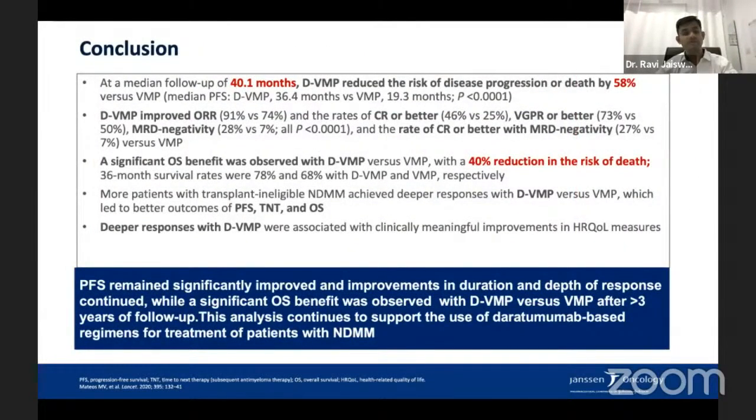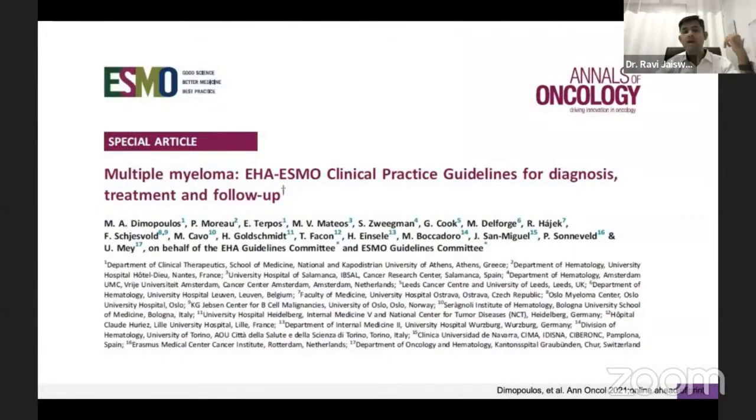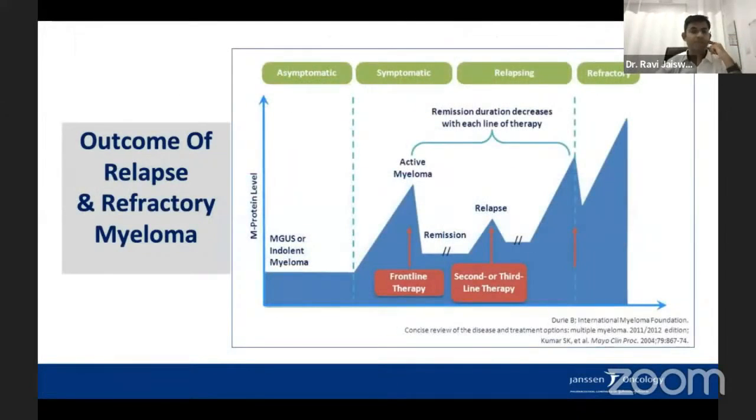The conclusion of this study was that at a median follow-up of 40 months, when you use this combination, it led to better MRD negativity. There was a PFS and OS benefit, and this led to inclusion of this Dara combination as a first-line option for patients who are transplant ineligible.